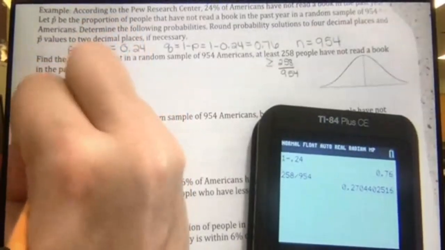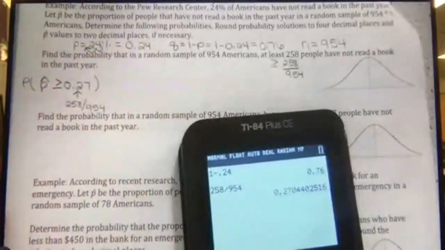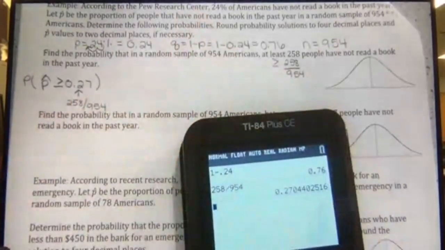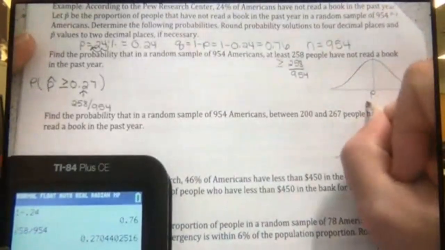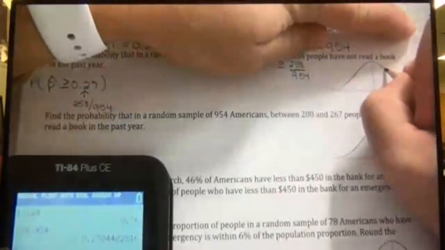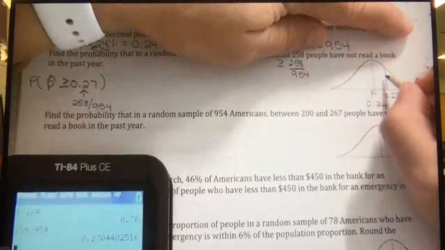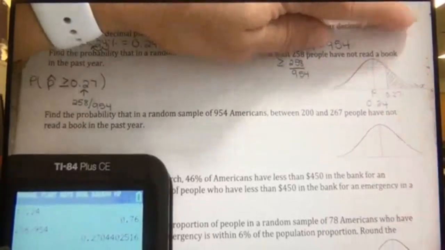So this is our 258 divided by 954. Before, it gave us the percent already, we just had to find the percent. But I knew it was a percent because there's percents in the problem, and it was part of the whole sample. So now it's just like every other problem. Our p value in the middle is 0.24. We're talking about our p hat being 0.27, so it's to the right side of our p. We're saying greater than or equal to, so we're going to shade the right-hand side, going on forever in the positive direction towards positive infinity.